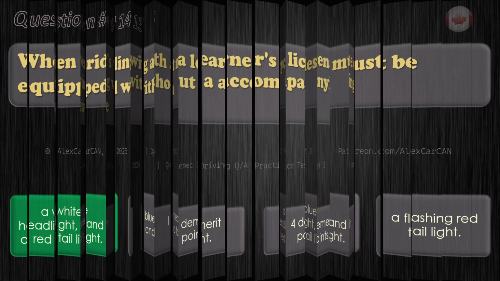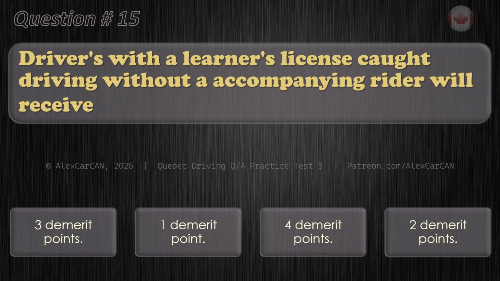Question number 15. Drivers with a learner's license caught driving without an accompanying rider will receive 3 demerit points, 1 demerit point, 4 demerit points, 2 demerit points. The correct answer is 4 demerit points.